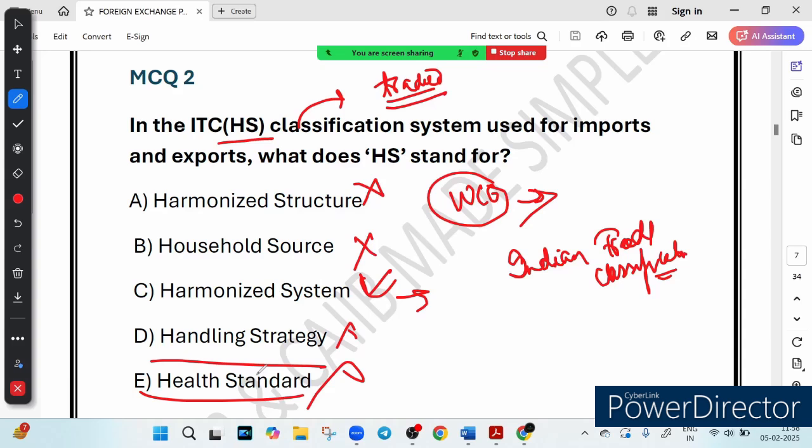Right. So what we learned from this question is that HS stands for harmonized system, a global trade classification system used in export and import. It is developed by the WCO, that is the World Customs Organization, and helps standardize international trade. In India, ITC-HS is used to classify products for tax, customs, and policy regulation. Right. I hope this makes your concept clear.